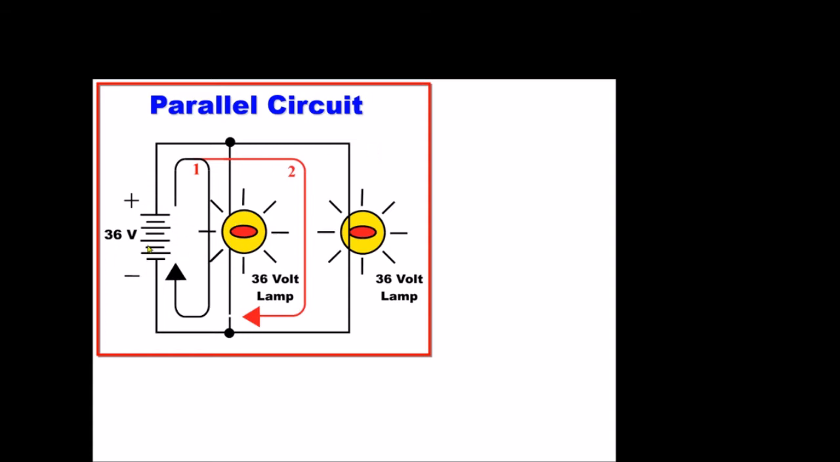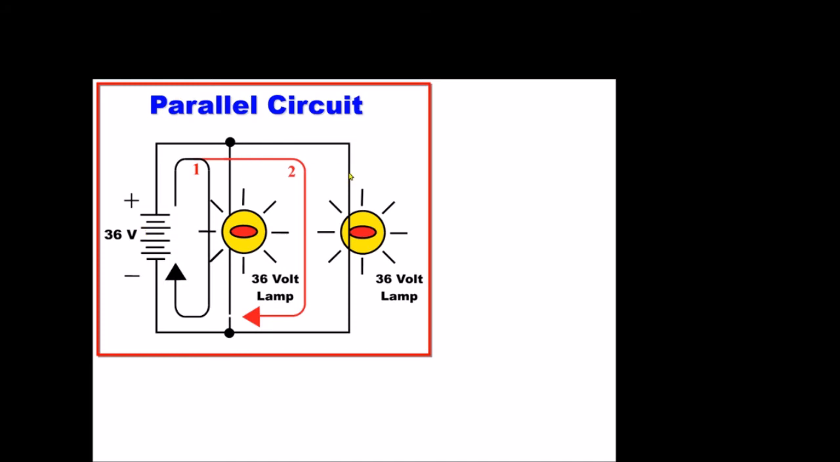We have our 36 volt battery, and notice these lamps now are tied directly across the battery. This lamp is tied to the positive side and also the negative side of the battery. This lamp is tied to the negative side and the positive side. So here we're going to use 36 volt lamps because each lamp is tied directly across the battery in a parallel fashion. Each lamp will have a voltage drop across it of 36 volts, which is equal to our battery.